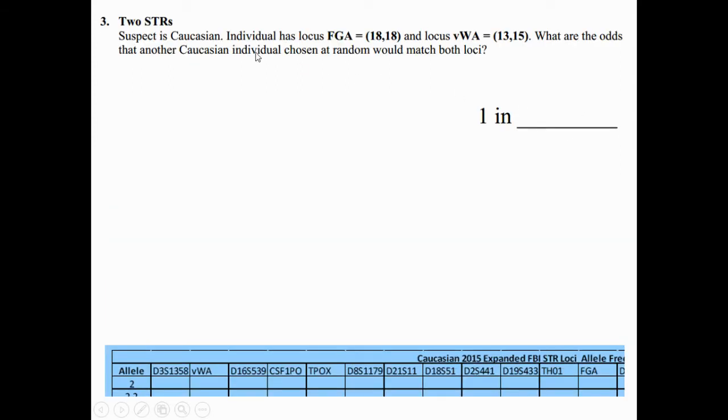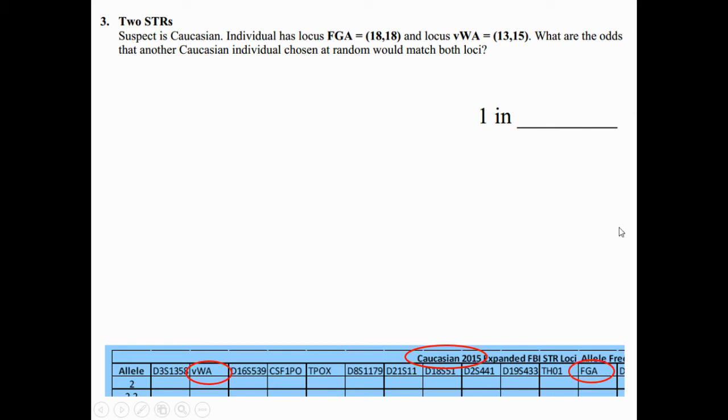Now let's try one that has 2 STRs, or looking at 2 different regions. This is a Caucasian individual, and at region FGA, they've got 2 of the same number of repeats, and at region VWA, they've got 2 different numbers of repeats. To do this, we're going to have to use both formulas and then multiply the results. What are the odds that another Caucasian individual chosen at random would match both loci? To get the probability for both matching, we'll do both these separate problems, and then we'll multiply the results together to get the final probability.